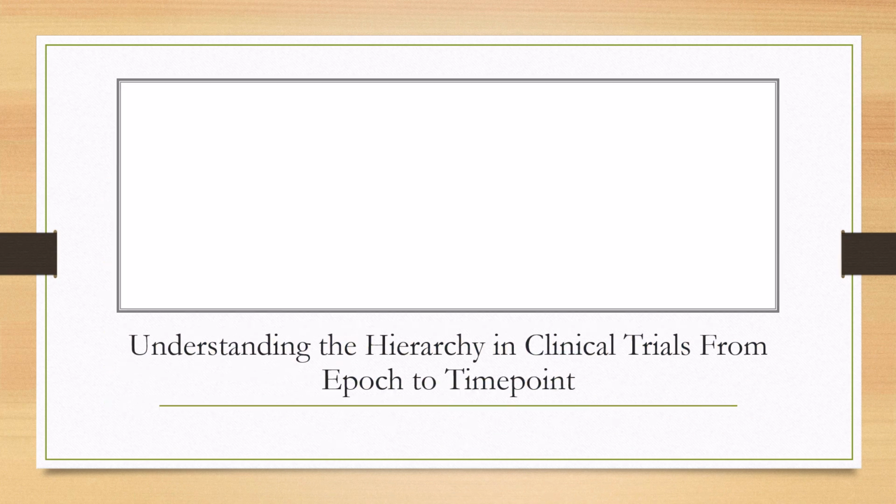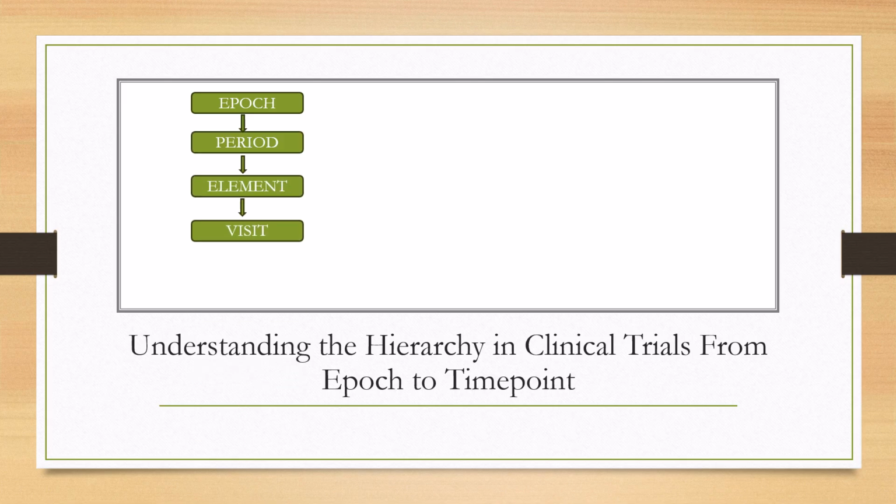Now let's understand the hierarchy in clinical trials, that is from epoch to time point. Every study design in a clinical trial can be broken down into 5 broad hierarchy levels. These are epoch, period, element, visit, and time point.